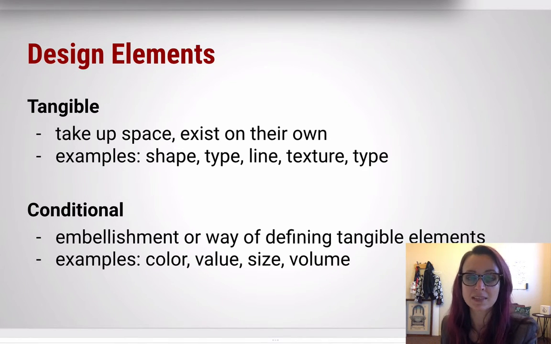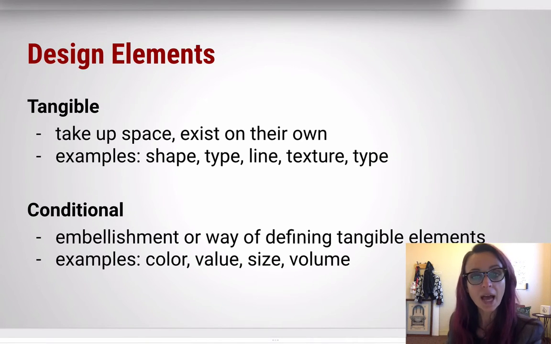Tangible elements are things that can exist on their own. You can have a letter or a circle, for example. Conditional elements are conditions or values of those things, like a red circle or a giant letter.